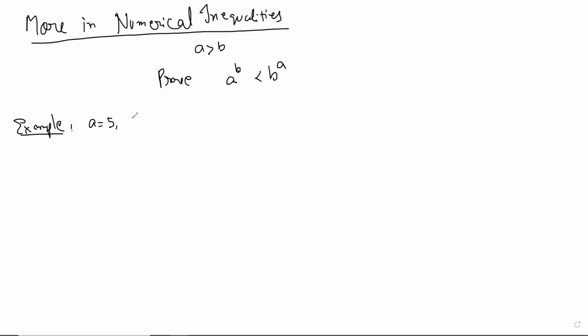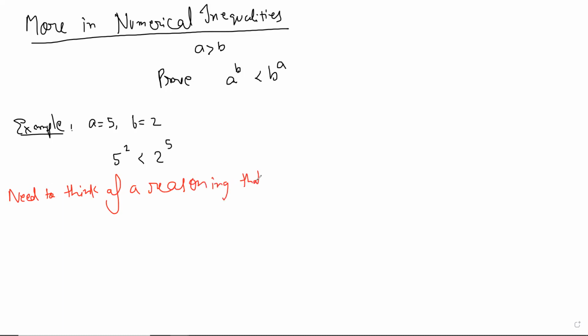Yeah, right. You can take A equal to 5 and B equal to 2. And then let's see, it's clearly true, right? Because then it becomes 5 to the power 2, and that's less than 2 to the power 5, clearly. So it's true, but how to prove it? We need to describe a method, a reasoning that does not depend on A and B, I mean, on any particular number.